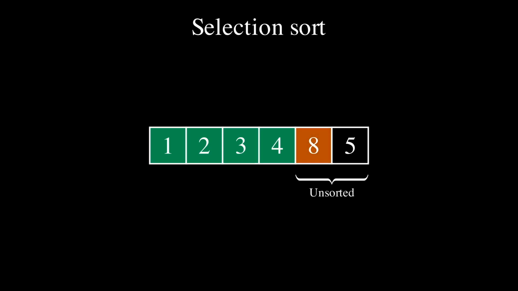The algorithm scans the unsorted part, finds the smallest number. Swap 8 and 5. 5 is in the proper place. The last iteration starts from the last element in the array.